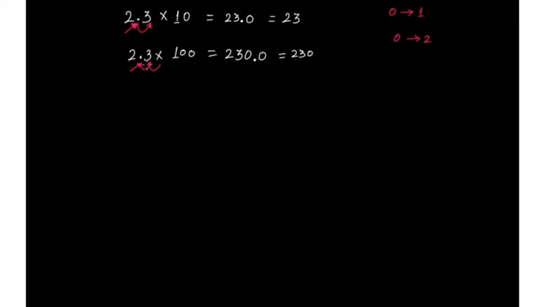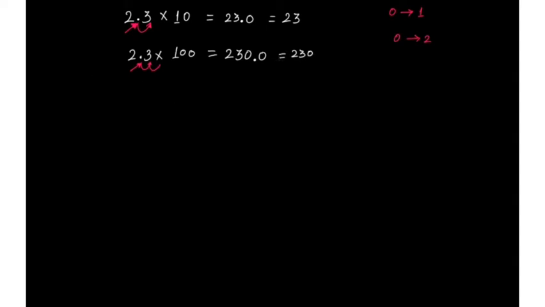I'm repeating again. If you are moving your decimal point towards the right, you have to place the decimal point after that many digits as you have number of zeros. In that case, if you don't have any other digit, simply put 0.